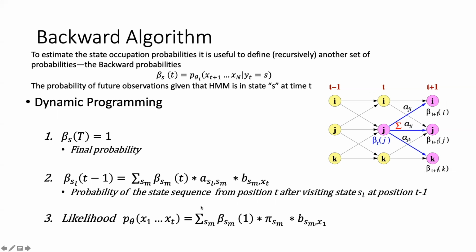We can also compute likelihood using the backward probabilities using this equation, which is a summation over all possible betas in the initial state and the initial state probability matrix, probability values, and the corresponding emission probabilities.